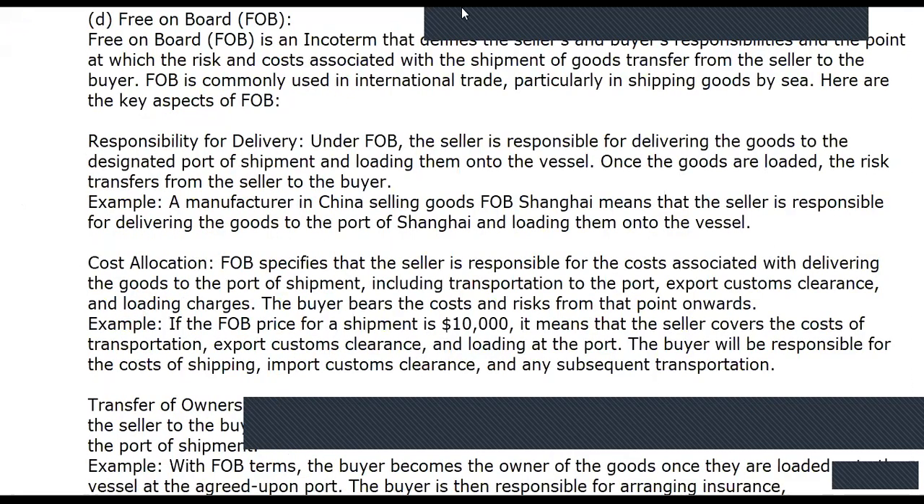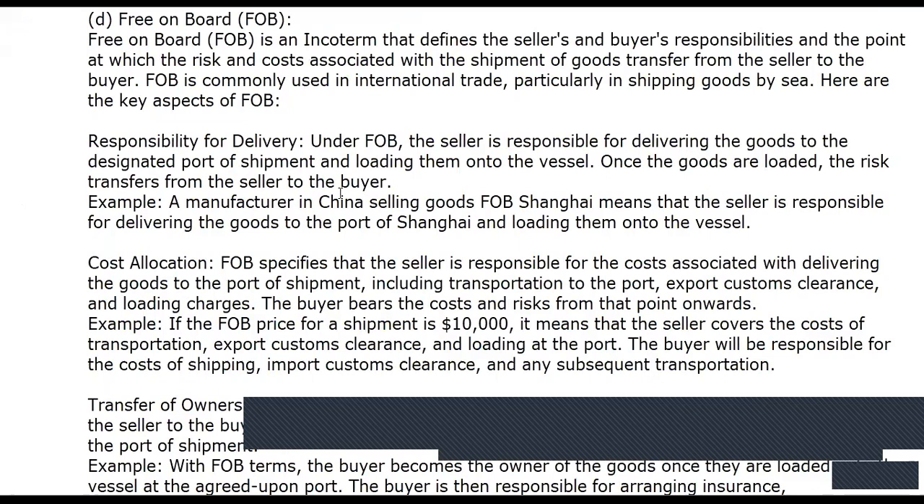FOB, which is free on board, is an incoterm that defines the seller's and buyer's responsibility at the point at which the risk of cost associated with shipment of goods transfers from the seller to the buyer. FOB is usually an international term used particularly when you are shipping goods by sea. Here are the key aspects of FOB. Number one, who has responsibility for delivery. Under FOB, the seller is responsible for delivering the goods to the designated point of shipment and loading them into the vessel. Once the goods are loaded, the risk is transferred from the seller to the buyer.